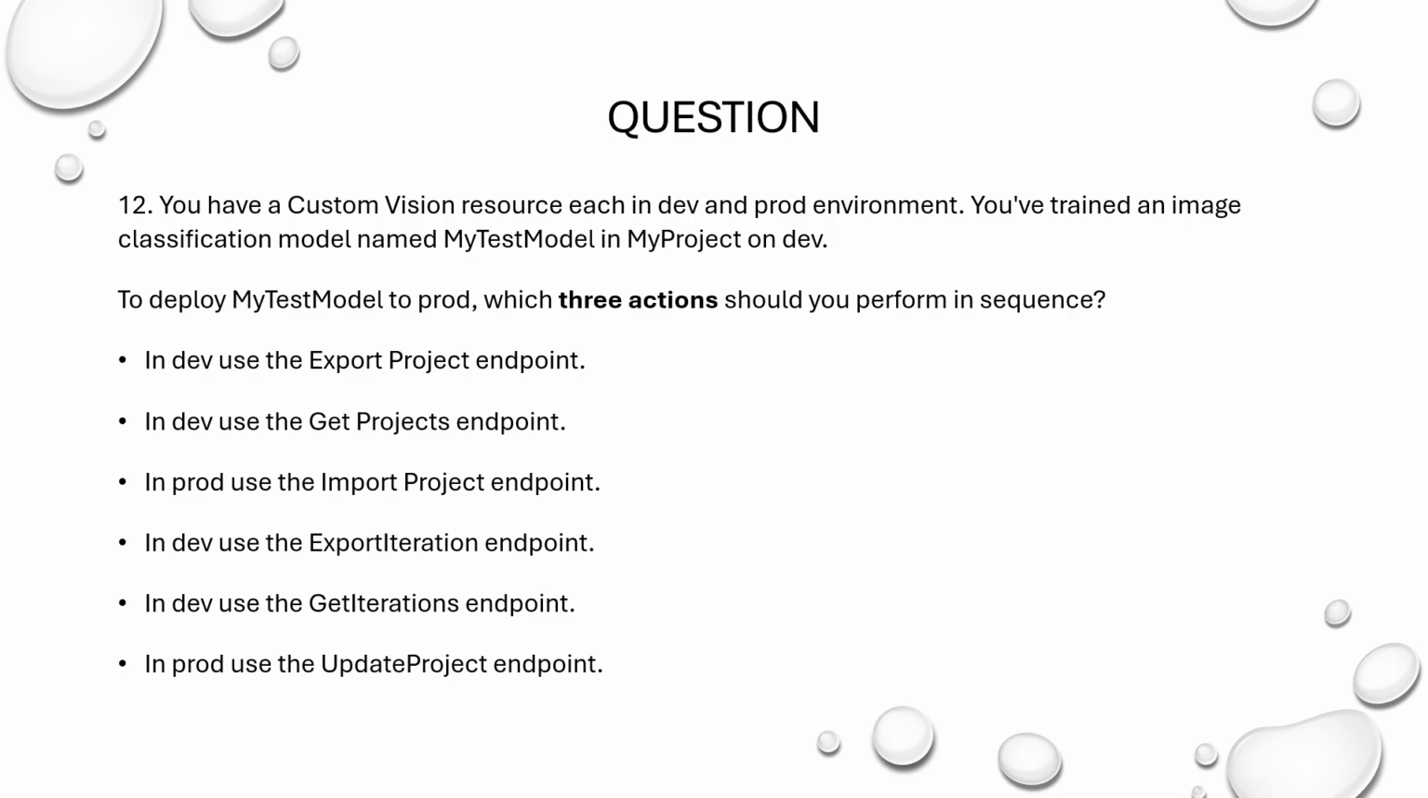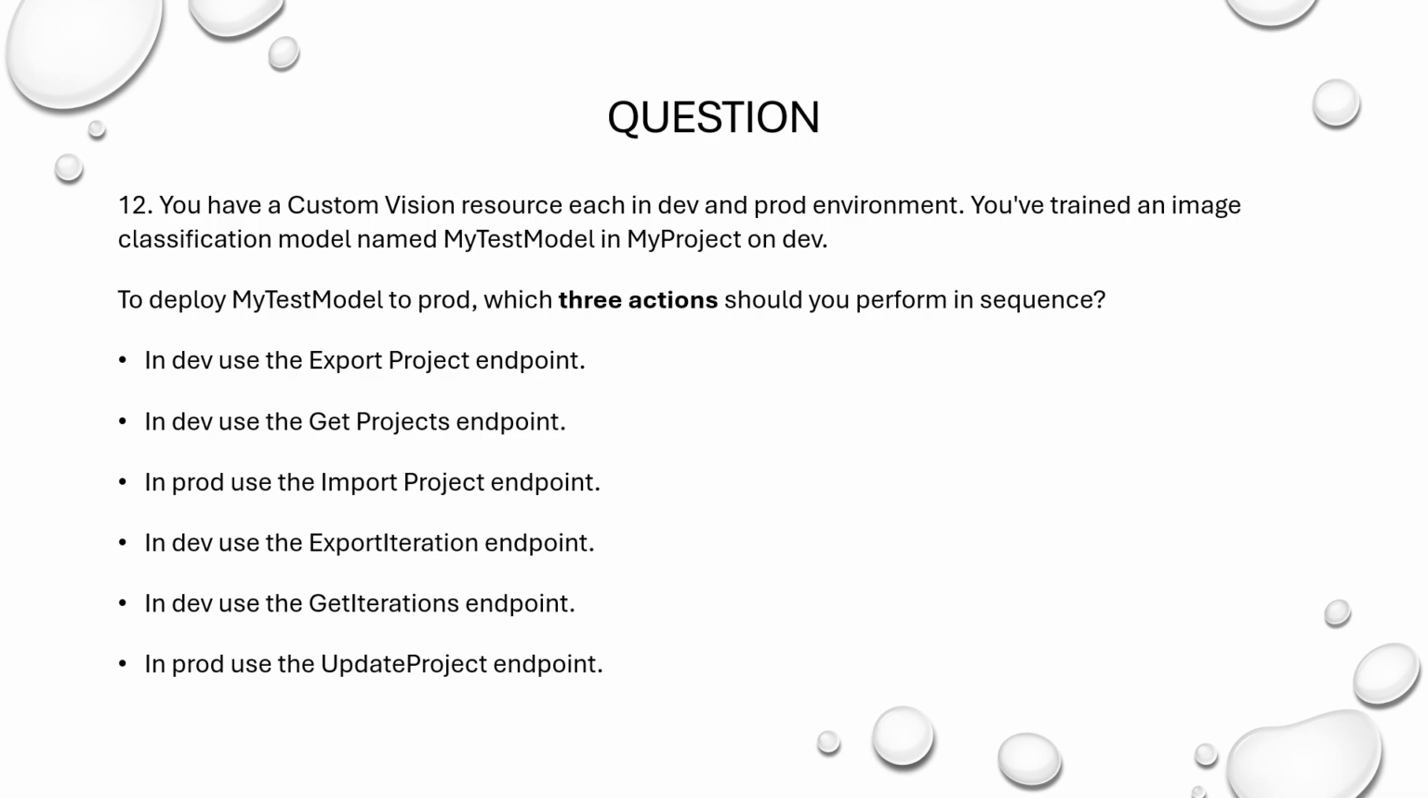Let us break down the question. What are the key points in the question? So it is regarding a custom vision resource and you have a model and there are two environments present. One is the dev and the other is prod. Now the classification model is present in the dev environment. Now you have to deploy the same model in the prod environment. So which three actions should we perform? That is the question. So what are the steps to follow to deploy a model present in one environment to the other environment? Which all steps we have to follow?